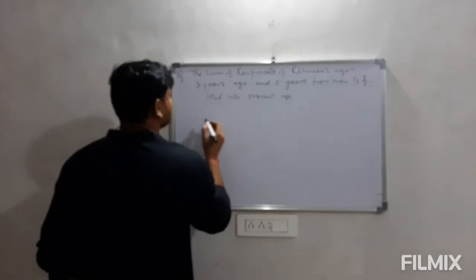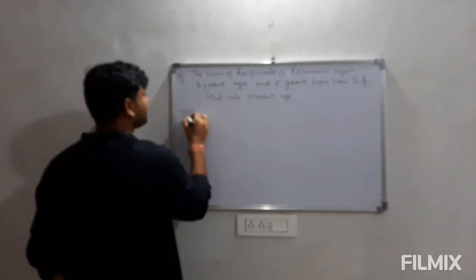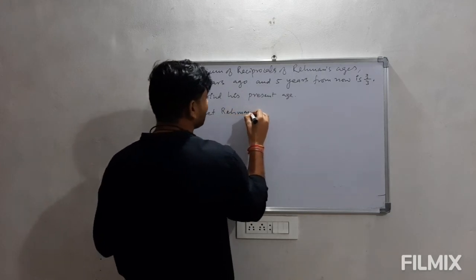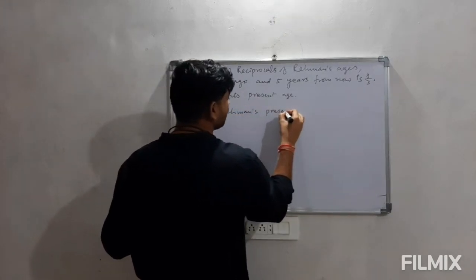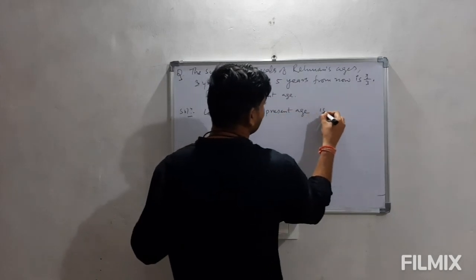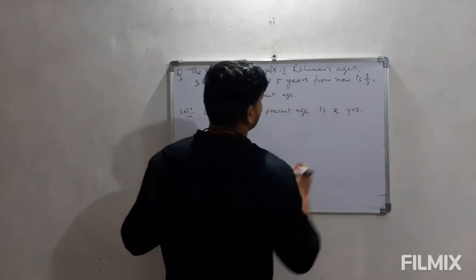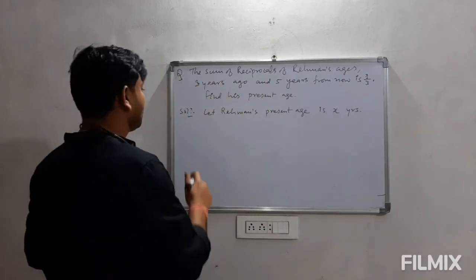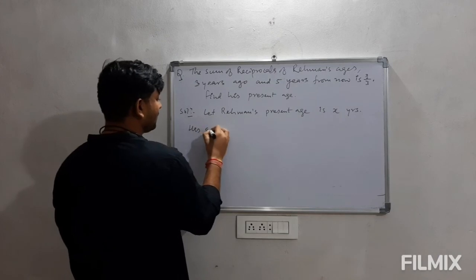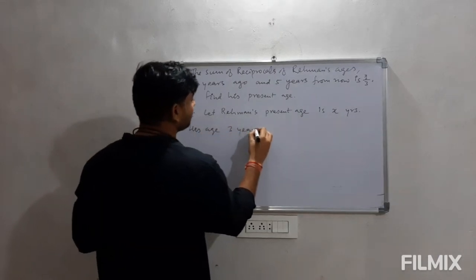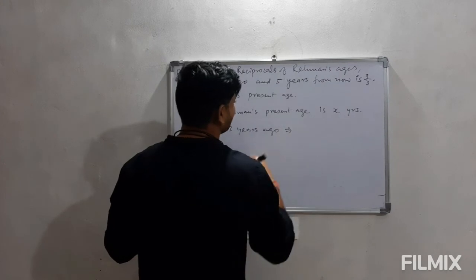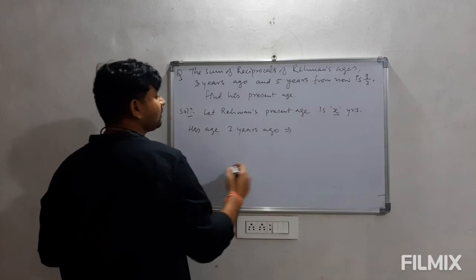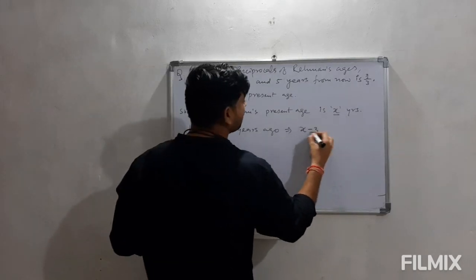See, the first thing is that we have to find the present age. So let us assume, let Rahman's present age be x years. Now there are two situations: one is 3 years ago and the other is 5 years from now. So his age 3 years ago, if the present age is x, what will be the age 3 years ago? It was x minus 3.